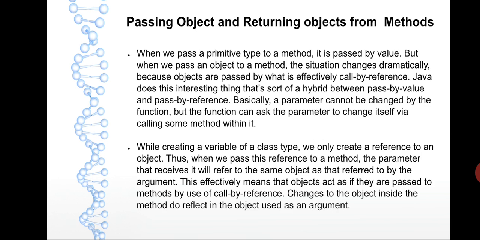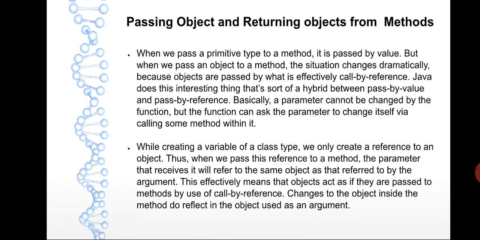Now you have one more concept called passing an object and returning an object from a method. In the previous video you have seen how to pass a value using methods. But now we can see how to pass the entire object, or how to get the object back. When we pass a primitive type to a method, it is passed by value. When you are passing a primitive type, it is just a value you are passing. But when you pass an object to a method, the situation changes dramatically.